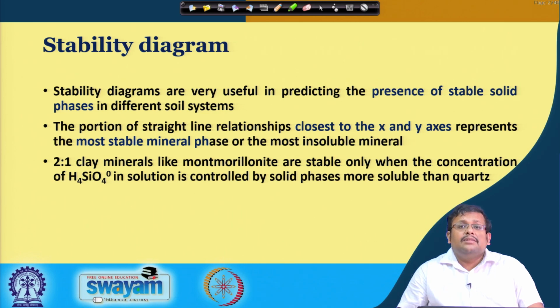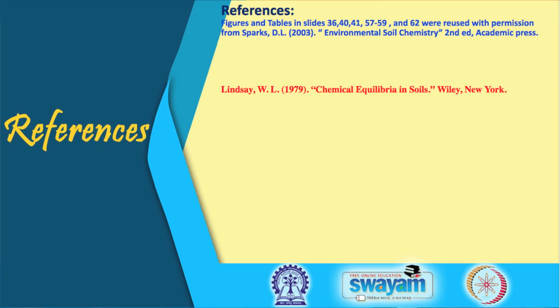So, this is basically the stability diagram, how we calculate it and how we interpret it. Let us wrap up our lecture here, and in the next lecture we will be talking about the surface complexes and different types of adsorption isotherms.